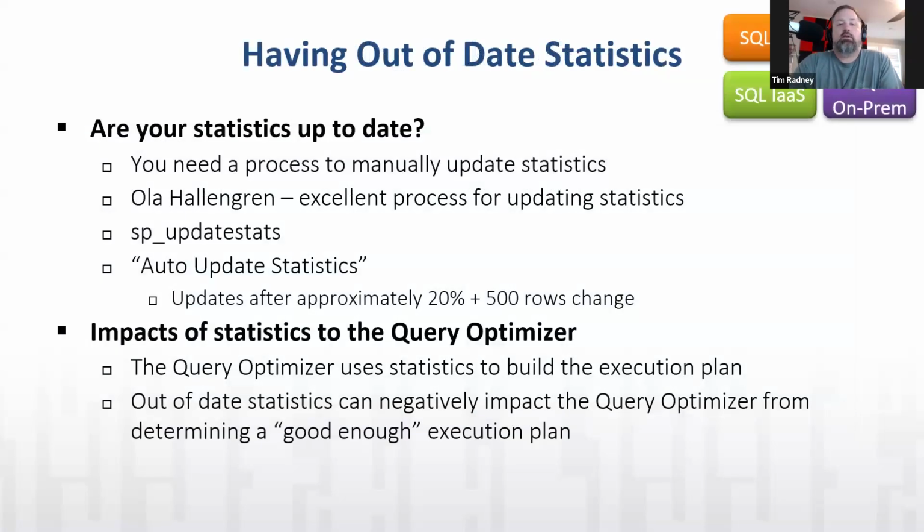All right, statistics. This one is very near and dear. Updating statistics. So SQL's gotten better at this. It used to be that auto update stats would kick in after 20% of the data plus 500 rows changed. We had a trace flag we could throw in there that would decrease that value. Now that trace flag is enabled kind of by default.